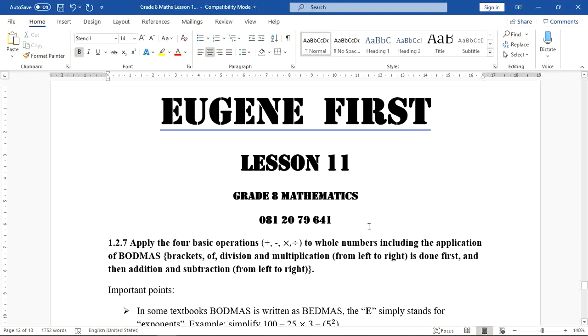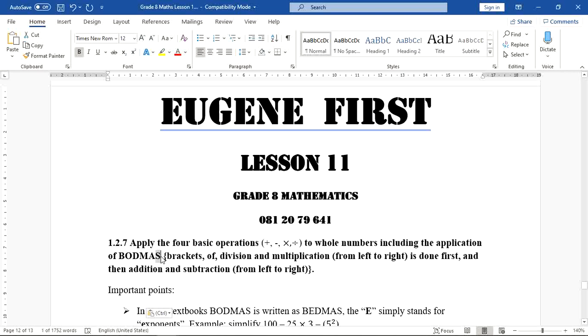In this lesson, we are going to look at the 4 basic operations. The 4 basic operations are addition, subtraction, multiplication, and division. We are going to apply this to whole numbers. We need to apply something called BODMAS. Every time you are doing addition, subtraction, multiplication or division, you need to apply BODMAS. What is BODMAS? BODMAS simply stands for brackets, of, division, multiplication, addition, and then subtraction.